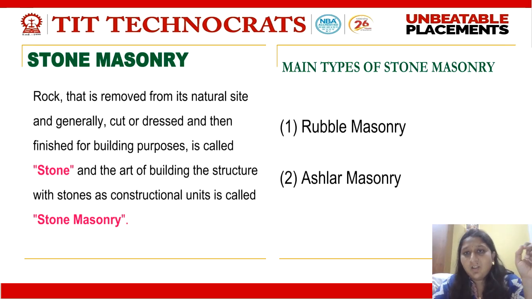But in case of stone, the basic difference in the types of stone masonry is regarding the dressing of stone. In my previous class, I explained what dressing is. To give stones proper shape and size as per our requirement is called dressing. Depending upon this dressing only, we have two classifications. The first one is known as rubble masonry. The other one is known as ashlar masonry.